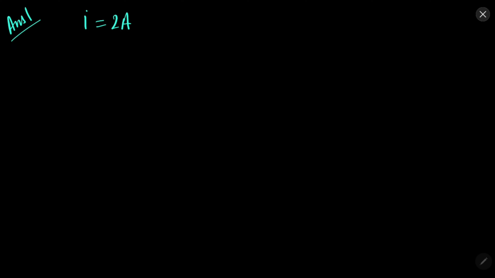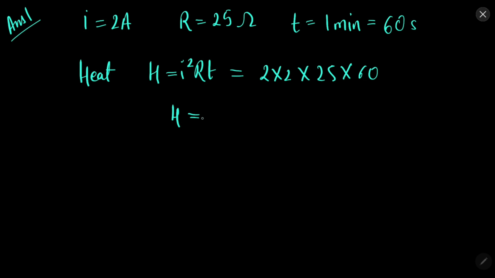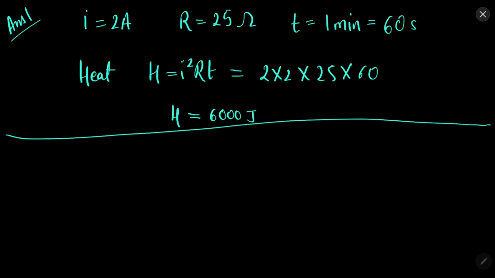Current is 2 ampere, resistance is 25 ohms, time is 1 minute, that is 60 seconds. So heat that is developed will be given by I square RT. Here I square is 2 into 2, R is 25, time is 60, so it will give us 6000 joule. So this much heat will be produced.